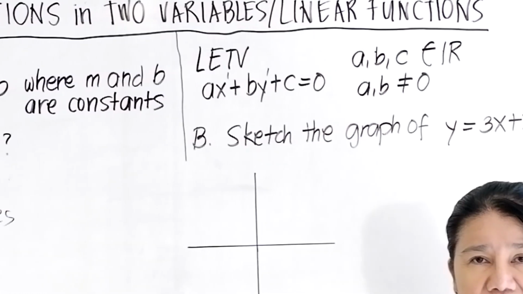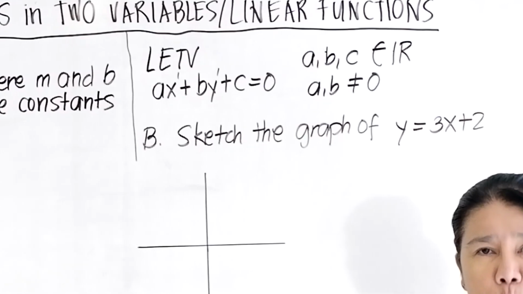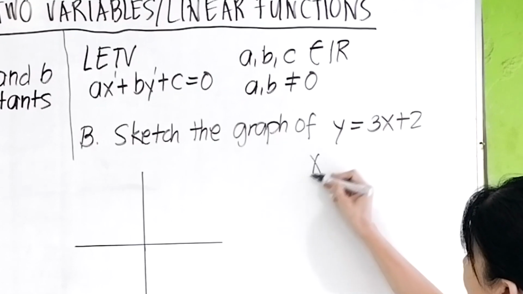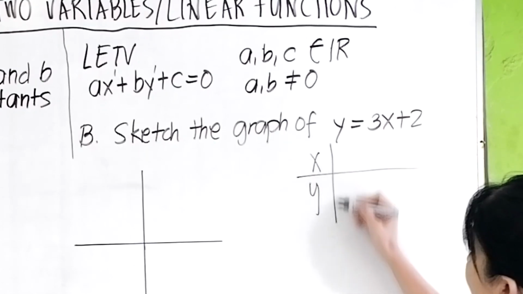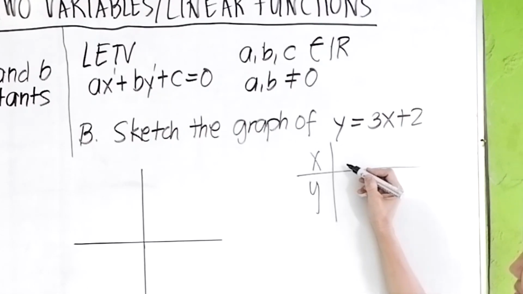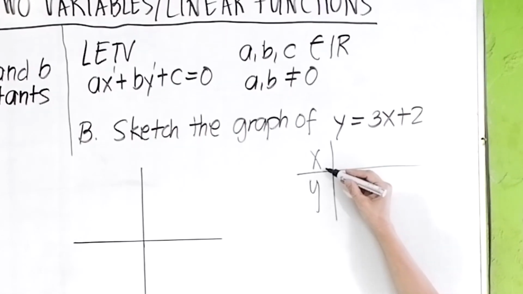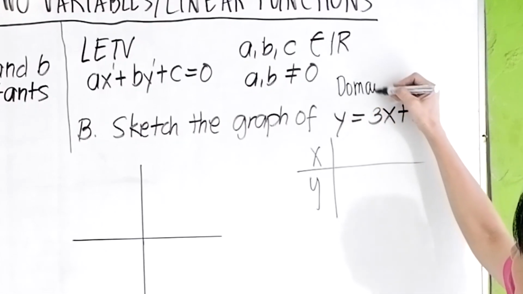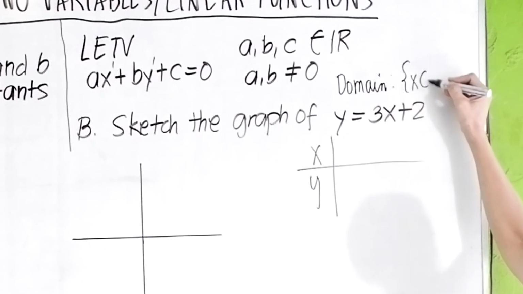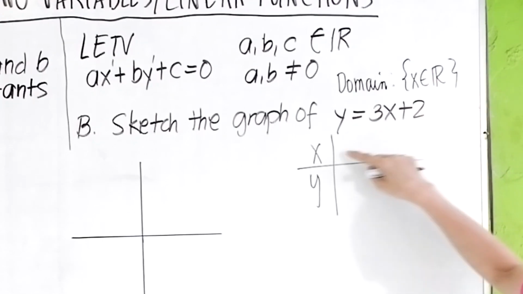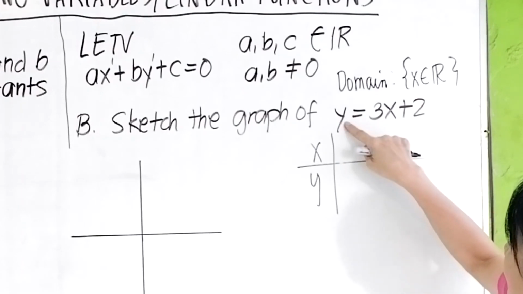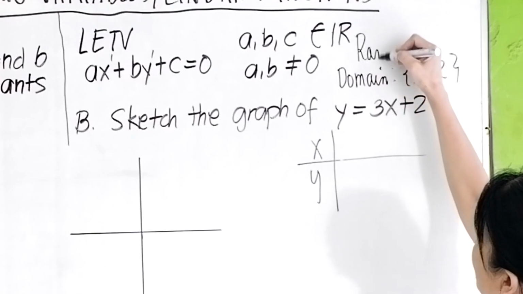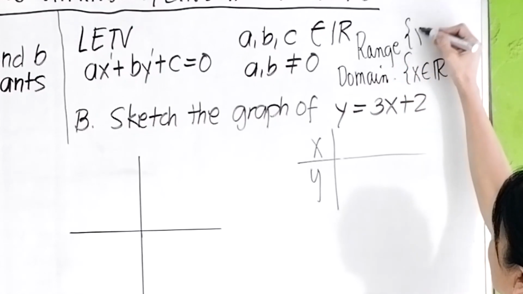There are actually different ways. The first, simplest way is to find two ordered pairs. So, you make a table, the values of x's are here. You substitute any value for x. Remember, your domain here is the set of real numbers. So you can substitute any real number here. And your range, of course, if you substitute any real number here, your range will also be any real number.